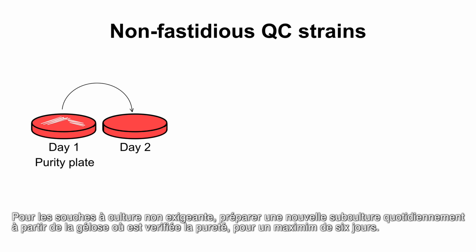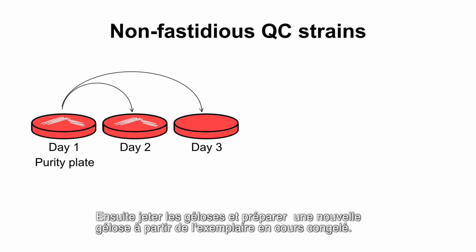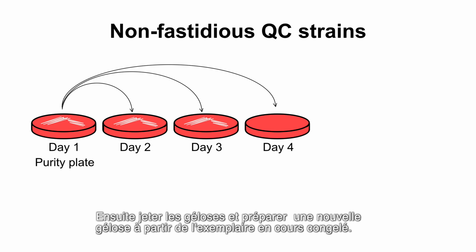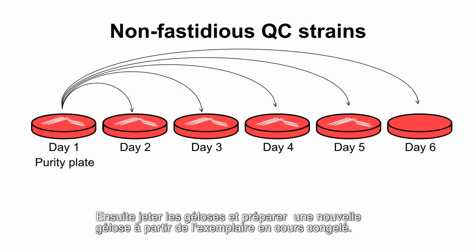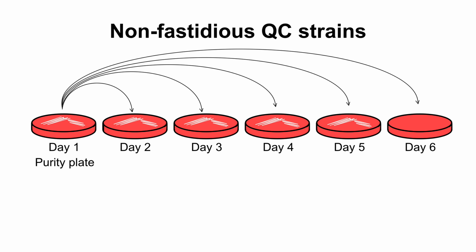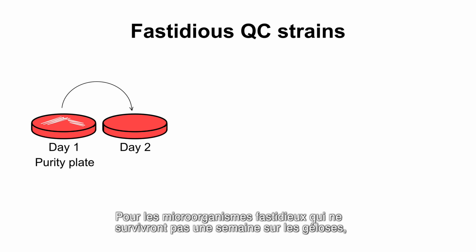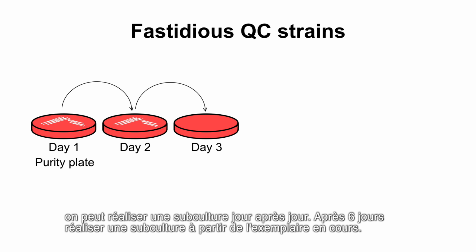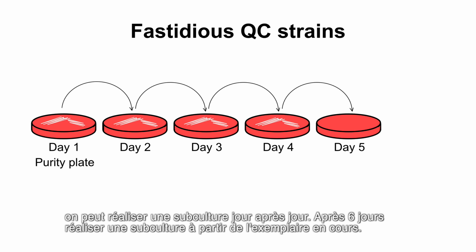For non-fastidious QC strains, prepare a new subculture every day of the week from the purity plate for a maximum of 6 days. Then discard the plates and prepare a new purity plate from the frozen in-use vial. For fastidious QC strains that will not survive on plates for a week, you may subculture serially from day to day. After 6 days, prepare a new purity plate from the frozen in-use vial.